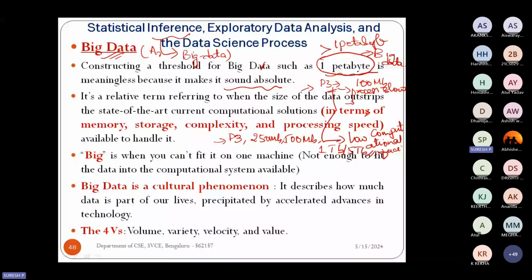If you have a shortage of memory to store the data, I cannot use the data which is required for my analysis. Different people will give different definitions; it is not the same definition. So, if the size of the data outstrips the current computational ability which is able to handle it.